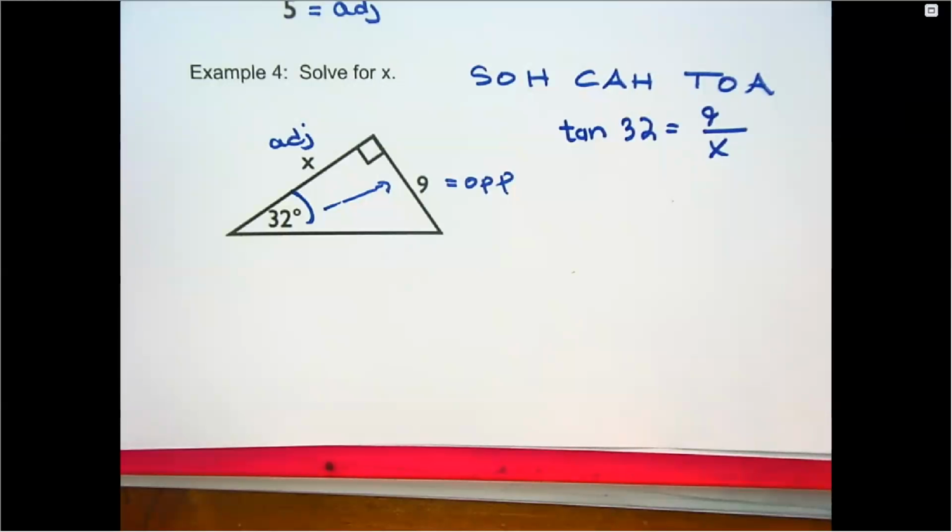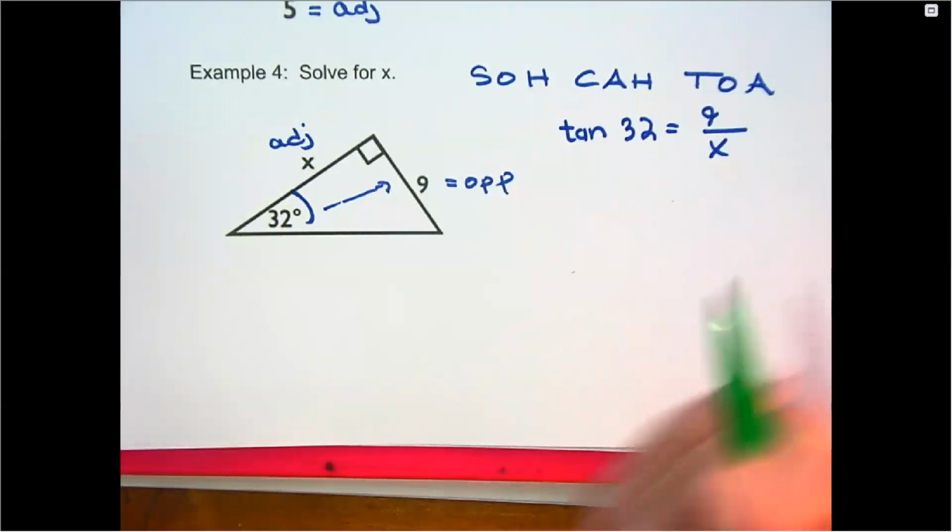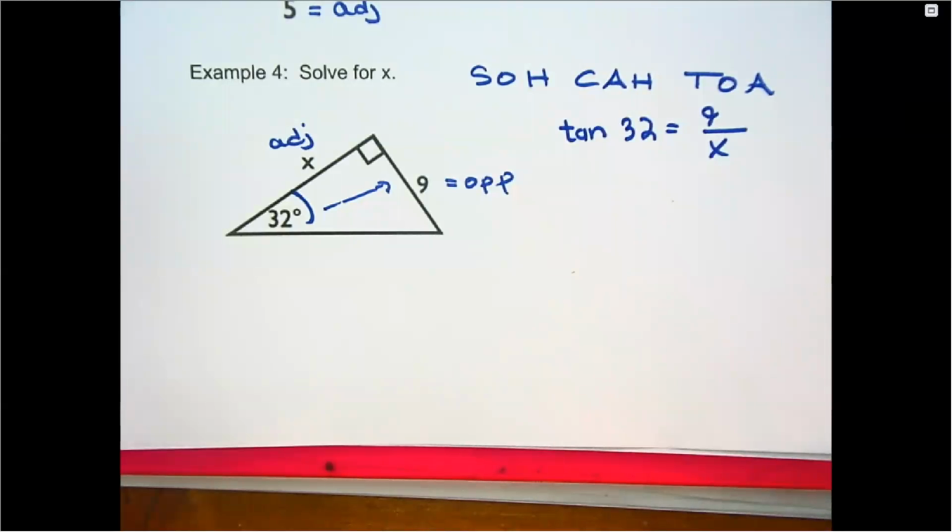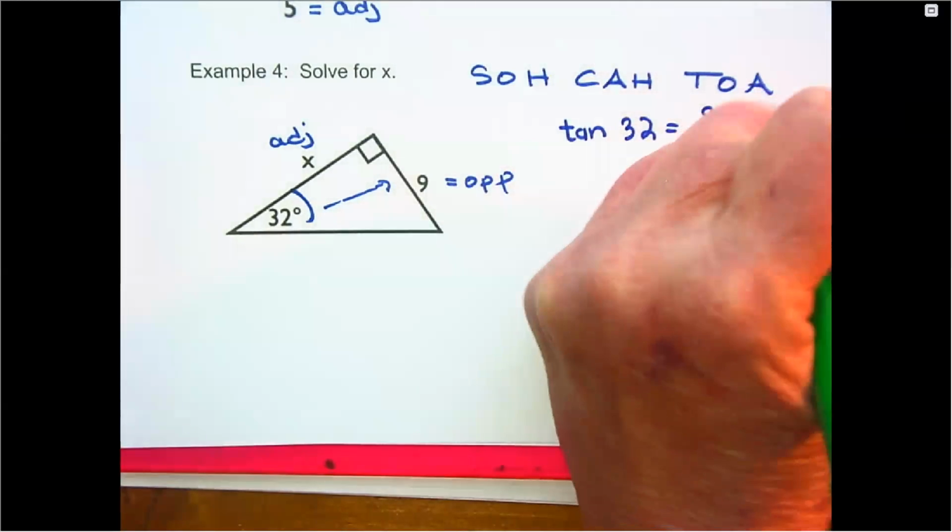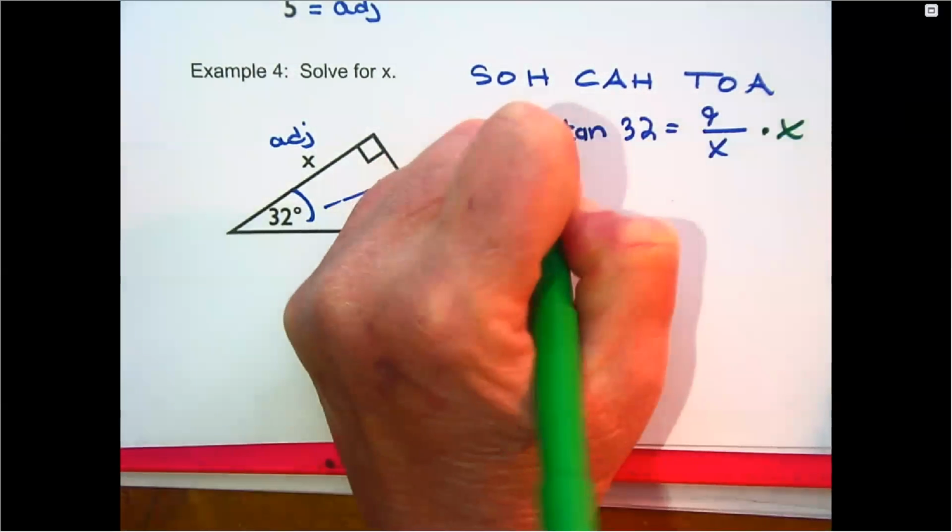Have you decided? What makes it different is the x is in the denominator. The x is in the denominator. So this one's going to take us an extra step. Let's first get that x out of the denominator. How can we get the x out of the denominator? Well, let's multiply both sides by x. That'll get it out of the denominator.